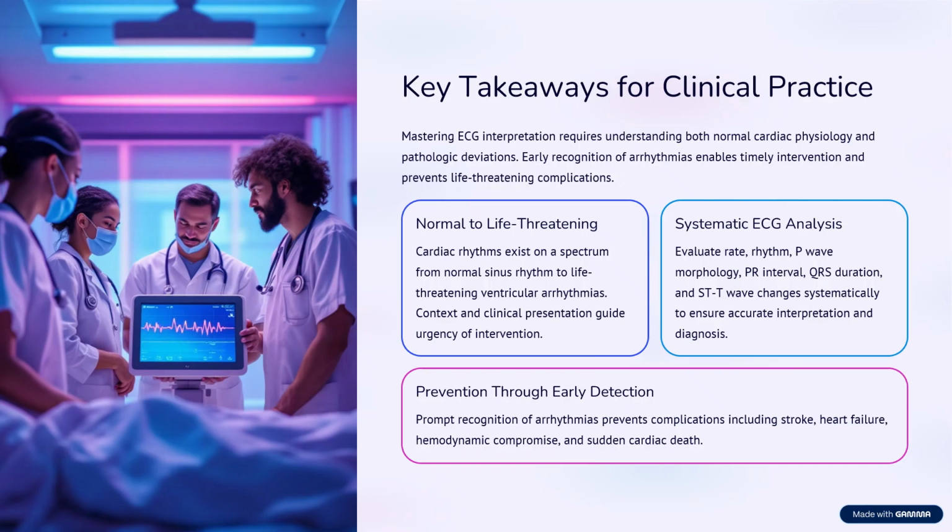Fourth, prompt intervention matters. Symptomatic bradycardia or advanced heart block may require atropine or pacing. Unstable tachyarrhythmias like VTach with a pulse require synchronized cardioversion, while pulseless VTach or VFib demands immediate defibrillation and CPR. Rate control, rhythm control, and anticoagulation are key in atrial fibrillation and flutter. Finally, remember that early recognition, assessment, and timely interventions can save lives.